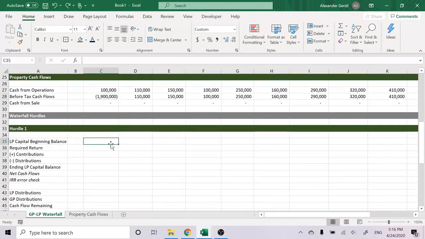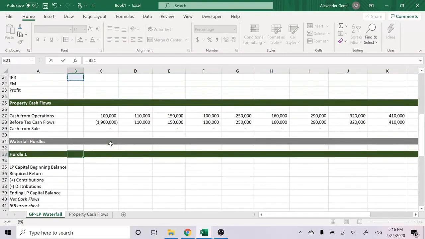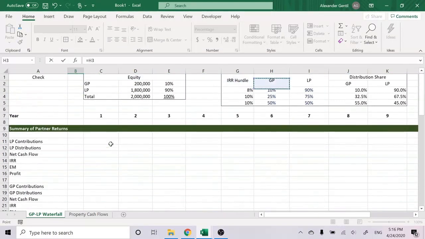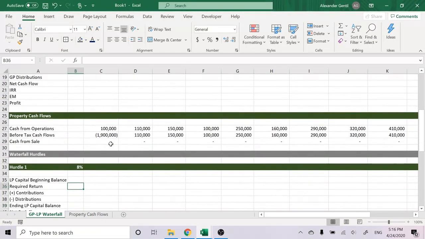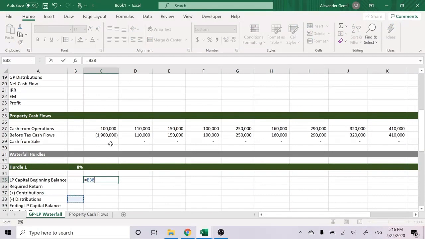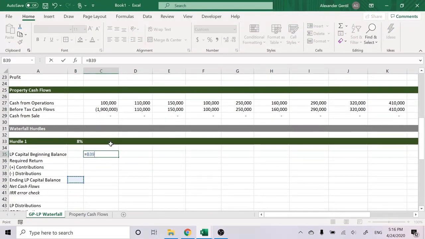Okay, so how do we model this? So first thing, we want to meet our hurdle. So I'm just going to put the hurdle up here, and our hurdle is 8%. Okay, all right. So beginning balance is always last year's balance.